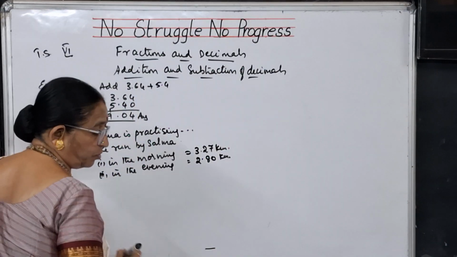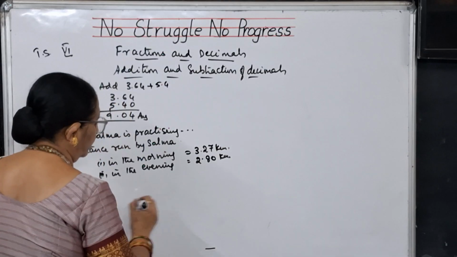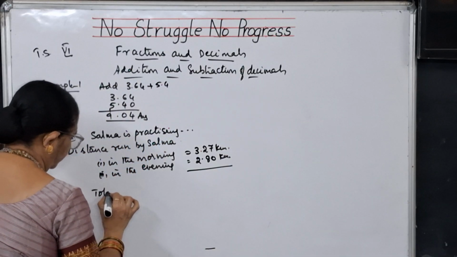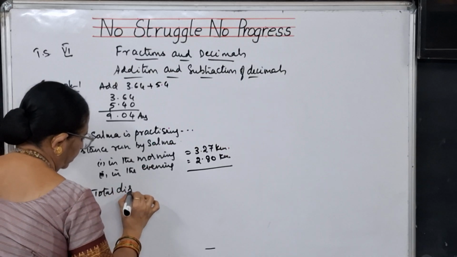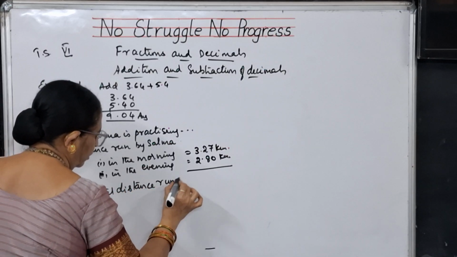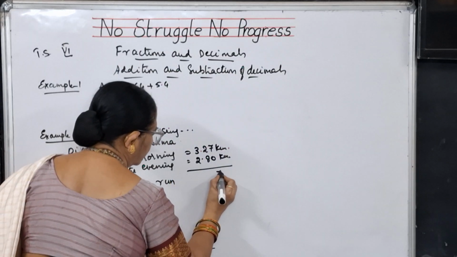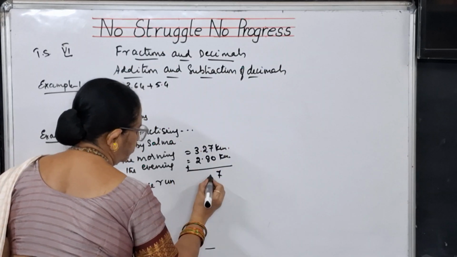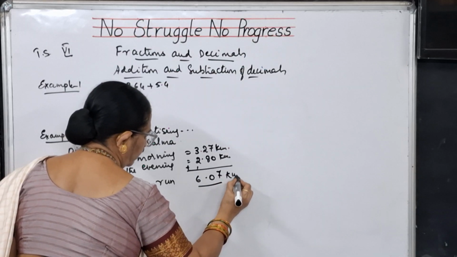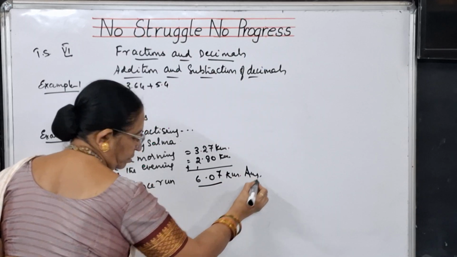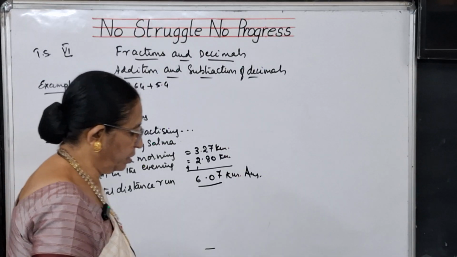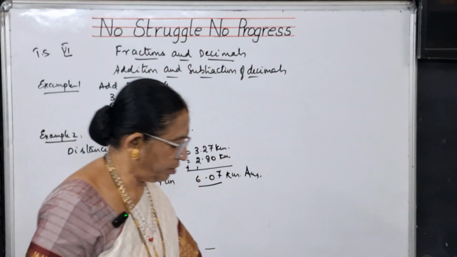So what is the question? How much did she run in all? So total distance run. How much do you have to add these two? This is 7, 8 plus 2, 10, 6.07 kilometers she has run in the whole. This is example 2, children. Please copy.